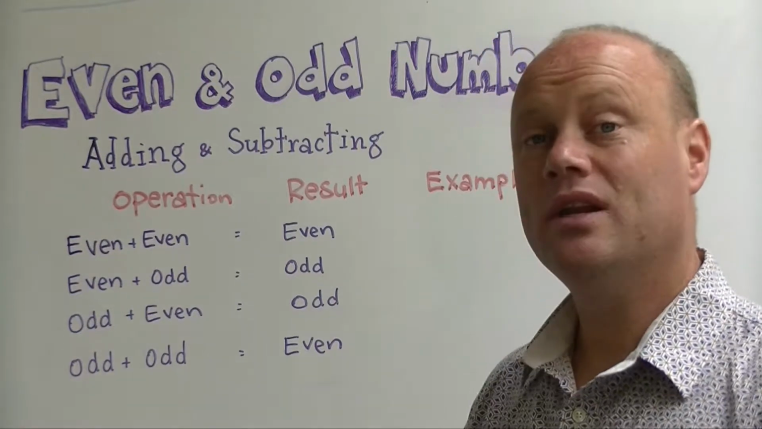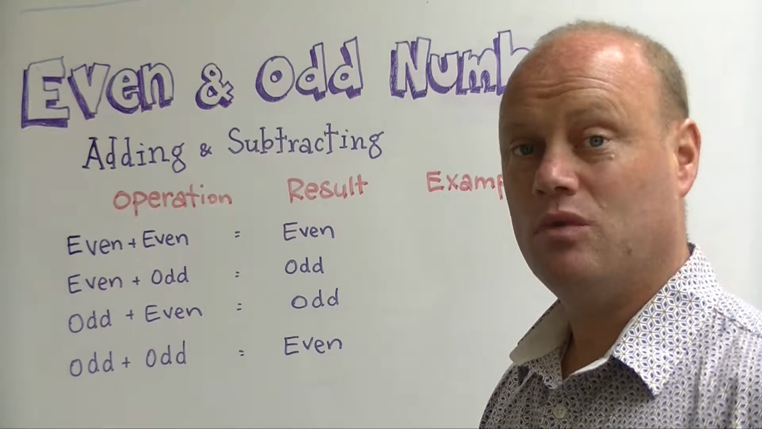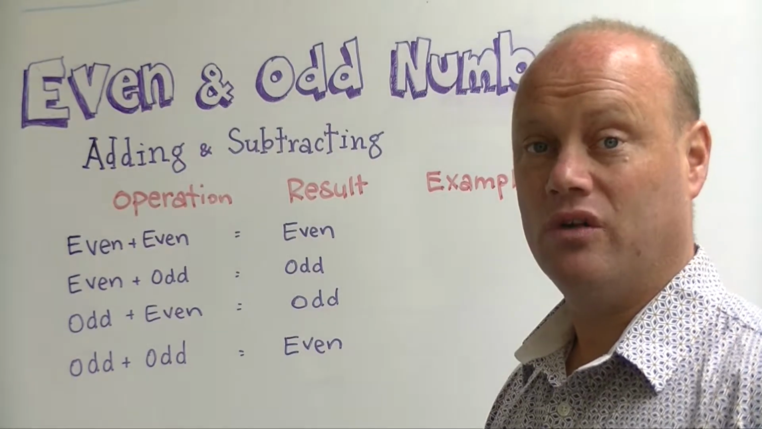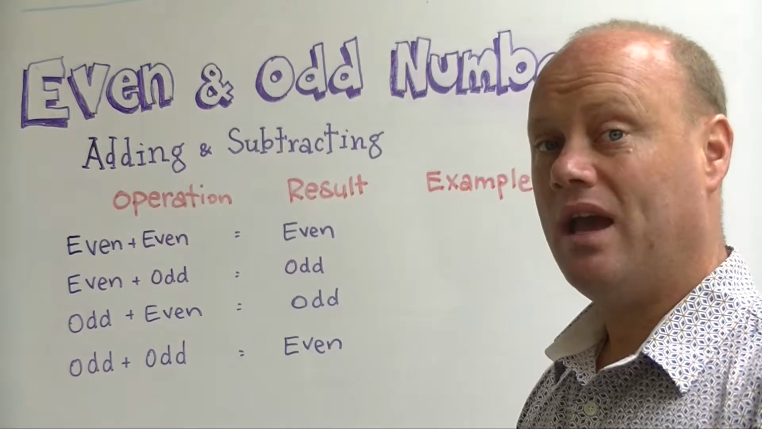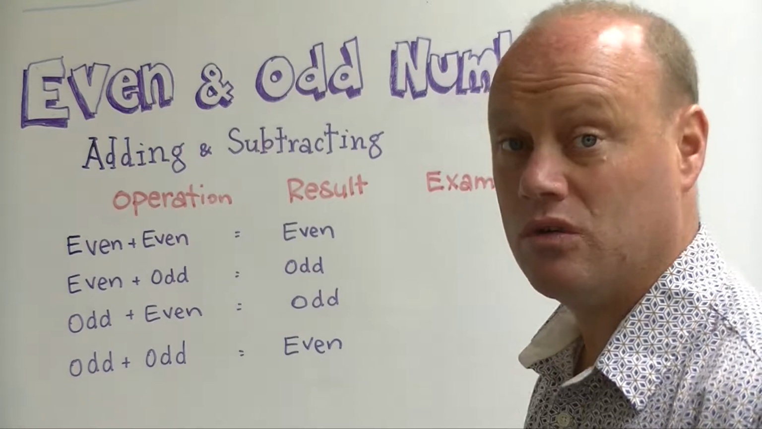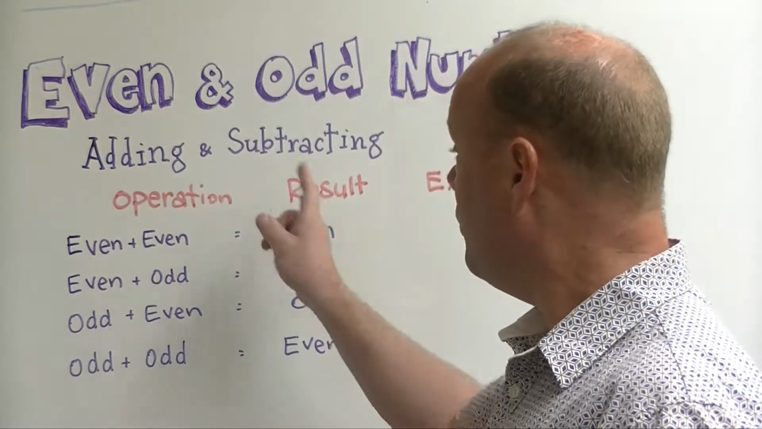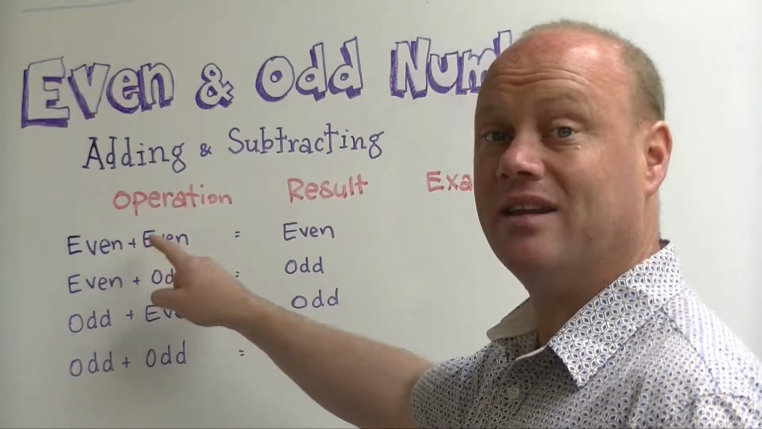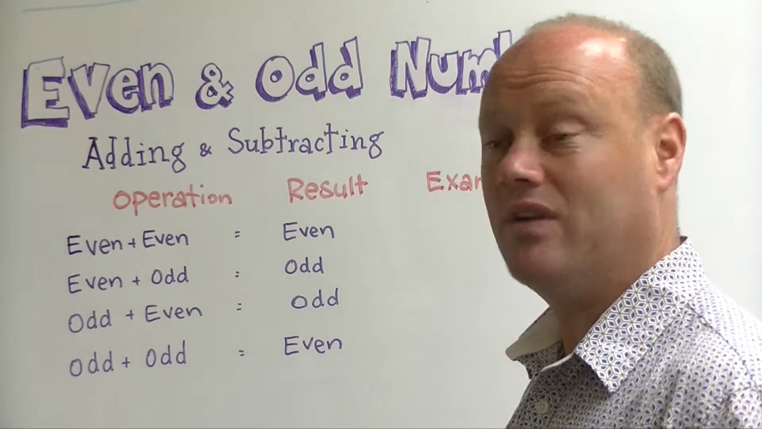Okay, so we know a little bit about odd and even numbers. Let's have a look at what happens when we add and subtract odd and even numbers. And something interesting is that when we add or subtract odd and even numbers, the result is always the same. So, for example, if we add an even and an even number, the answer is always an even number.